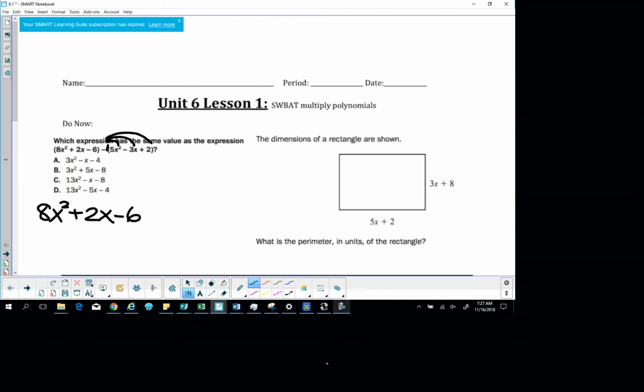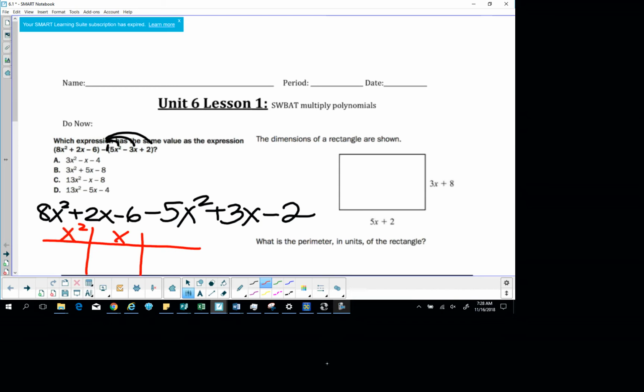And now what's that positive 5x squared going to change to? Negative 5x squared. What's that going to change to? Positive 3x. And what's that going to change to? Negative 2. And so I saw some people doing the families, right? Like x squared, x, and the number. So you can put it as a table, or you can just combine like terms.